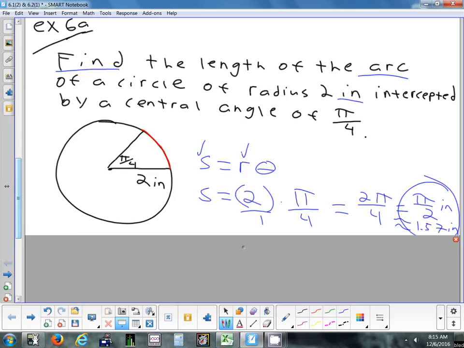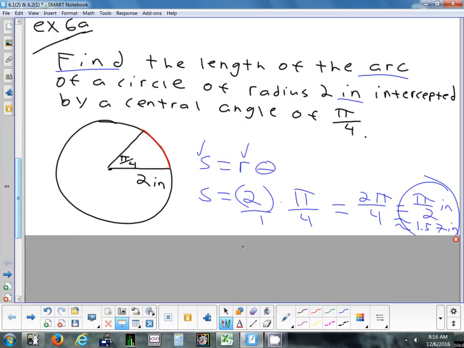Does anybody know another way you could find that arc without that formula? Just trying to use a little common sense and being clever about it. Because there is a way to do it if you don't know that formula. Yeah, it has something to do with the circumference and the information that's given up there. Anyone have a thought?